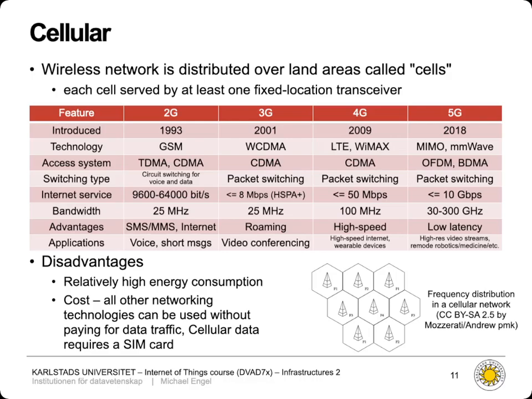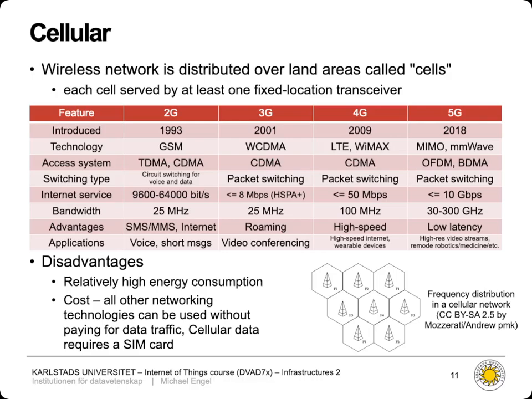And then, of course, in the next cell, you have another one, and these mobile base stations can communicate with each other to provide packet forwarding and call forwarding and so on. So this fixed location transceiver or mobile base station is required for cellular devices. And of course, in order to make use of it, you need to have a contract with a provider, usually in the form of a SIM card, which you have to enter in your IoT device. And of course, you usually have to pay for the contract here.